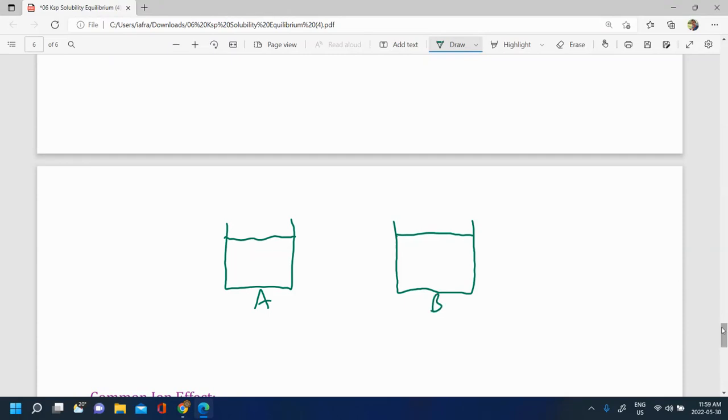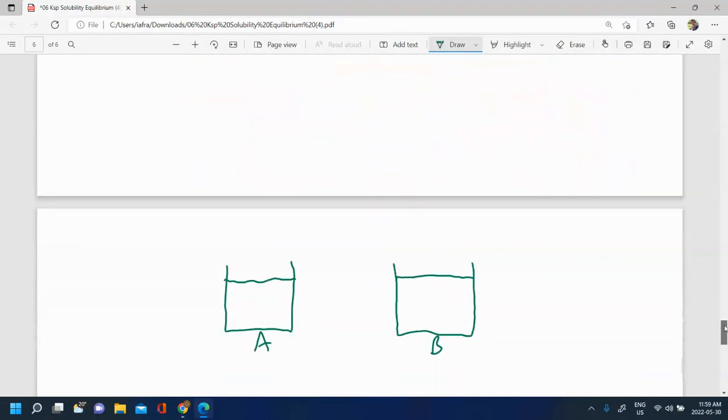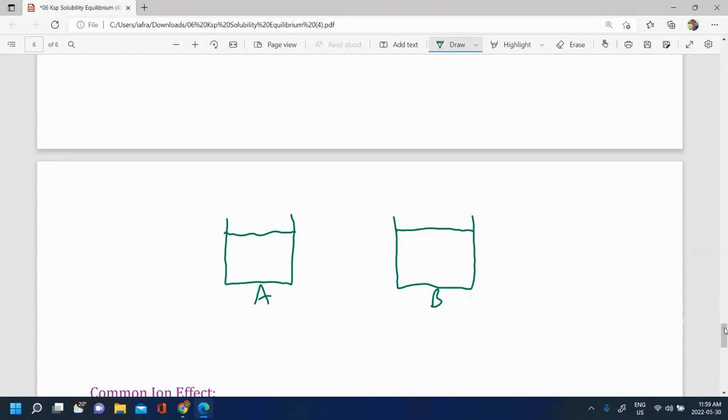And suppose we want to dissolve some calcium carbonate, just because we used that in the previous example, some calcium carbonate in each beaker. Let's say that beaker A only has pure water. But beaker B actually already has other ions in it. Beaker B has water plus, I don't know, some calcium ions already in there. So there's already some calcium ions here.